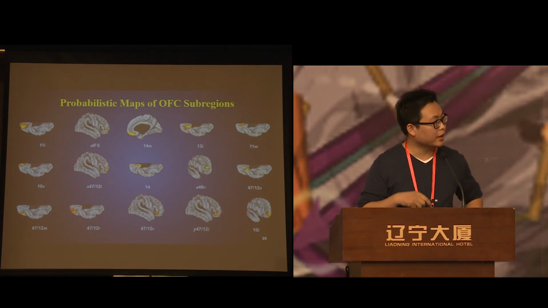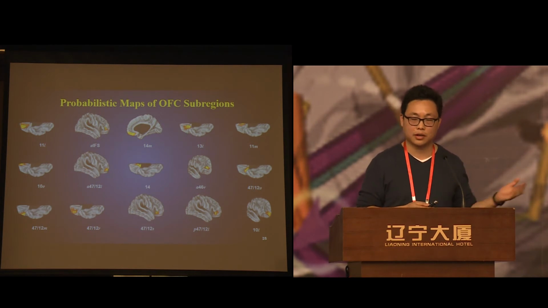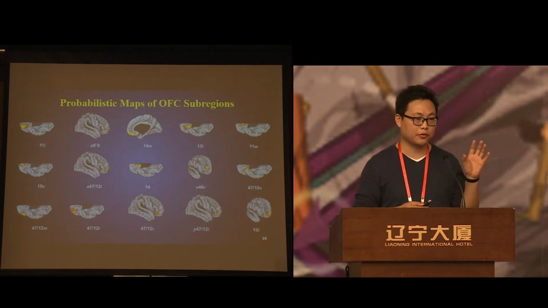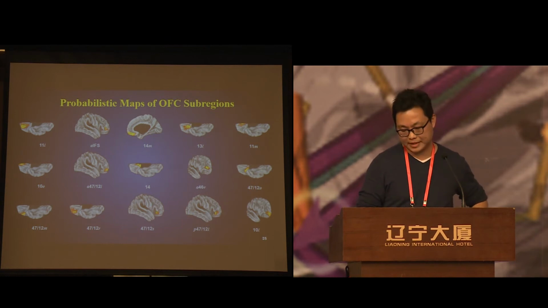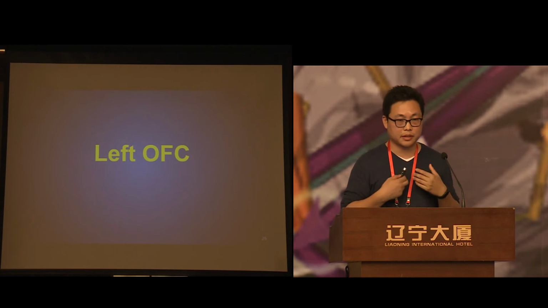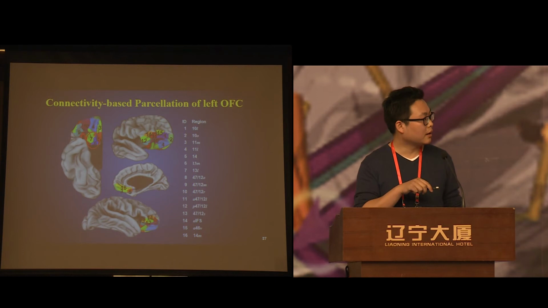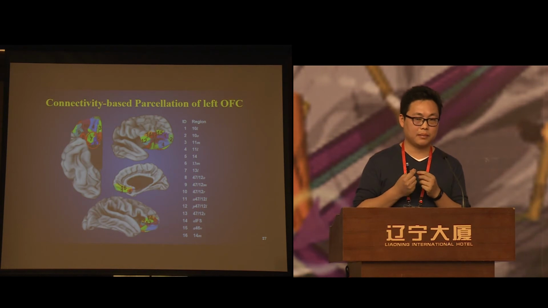And here, we not only give the maximum probability map, we also got this individual variance atlas, the probabilistic maps of each subregion. We also got the same story in the left side of the orbitofrontal cortex. But here we got 16 subregions, because it separates the middle part of area 14 into 2 subregions.